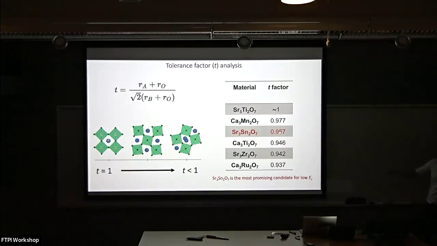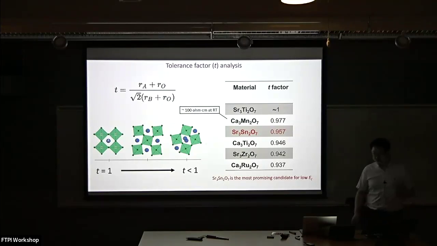From this table, calcium manganese oxide 327 has the tolerance factor closest to 1. However, this material is not a good candidate because it is relatively conducting. The room temperature resistivity is 100 ohm centimeter, which means the material is leaky, and the voltage cannot be efficiently applied. Then the next candidate, strontium tin oxide, becomes the most promising candidate.